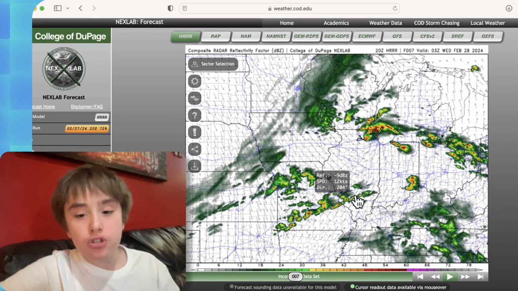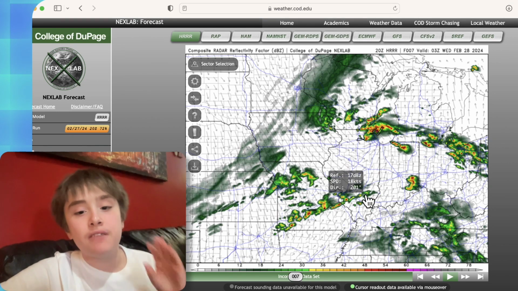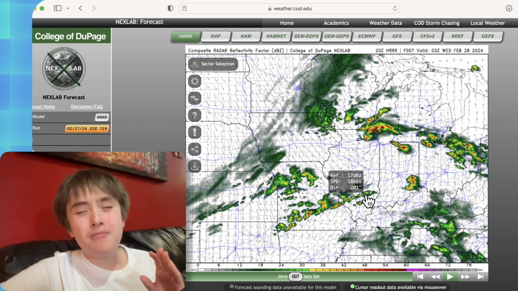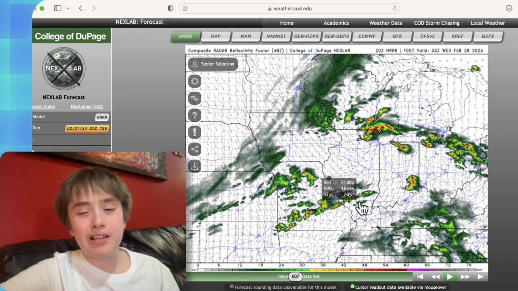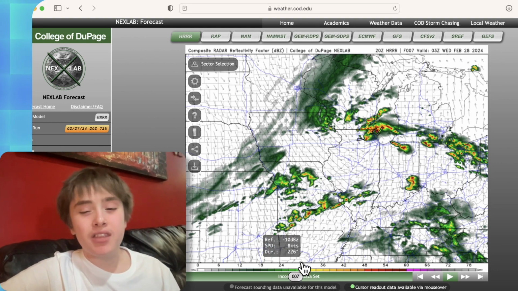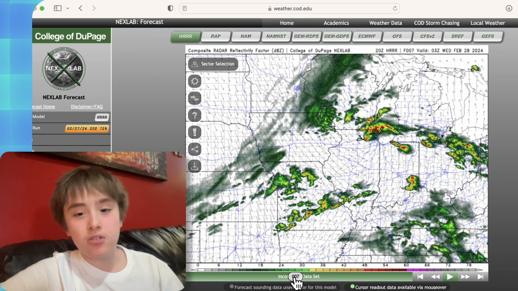and even more supercells develop in that uncapped environment, which for some reason the HRRR is saying won't happen, but it's still showing some supercells that may produce tornadoes here. So that is definitely something strange to note.